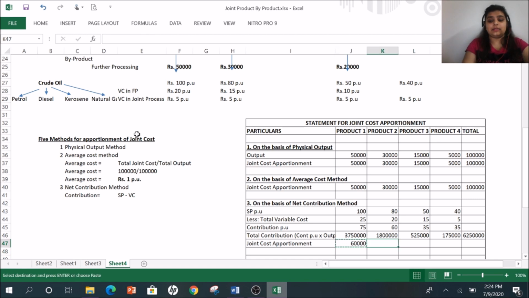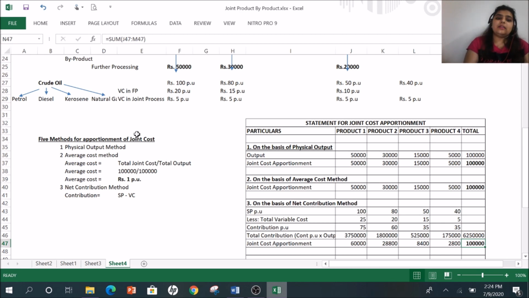Yes, that would be 60,000, 28,800, 8,400 and 2,800, giving us a total of 1 lakh. So this is our joint cost apportionment on the basis of net contribution method.